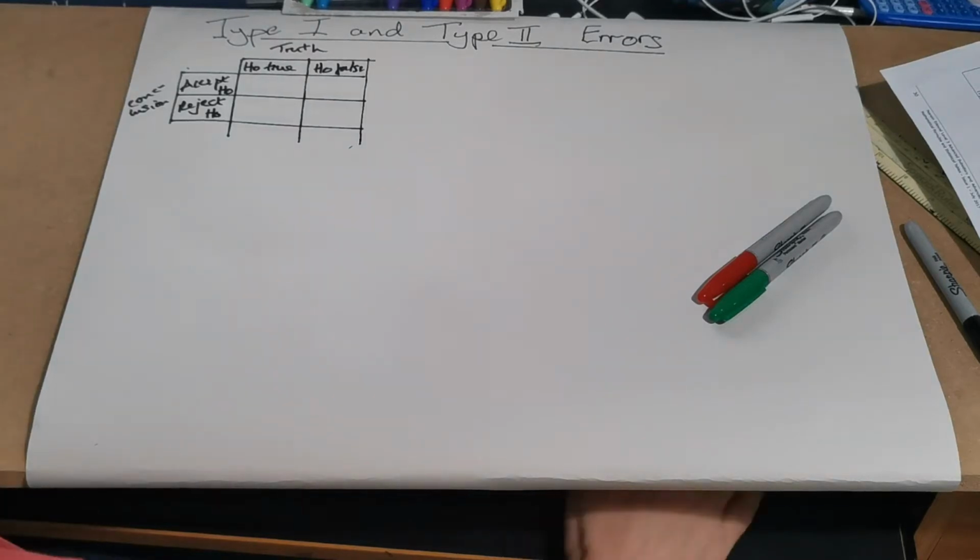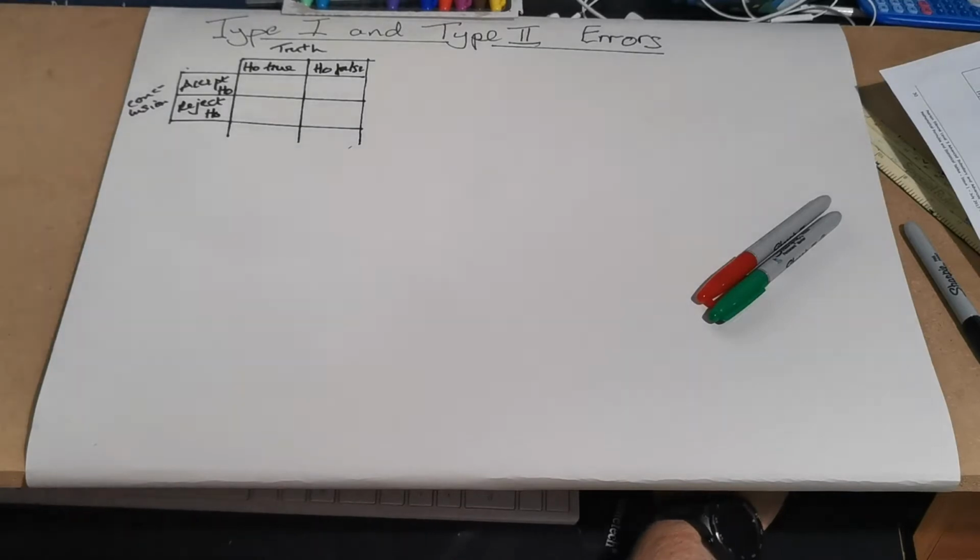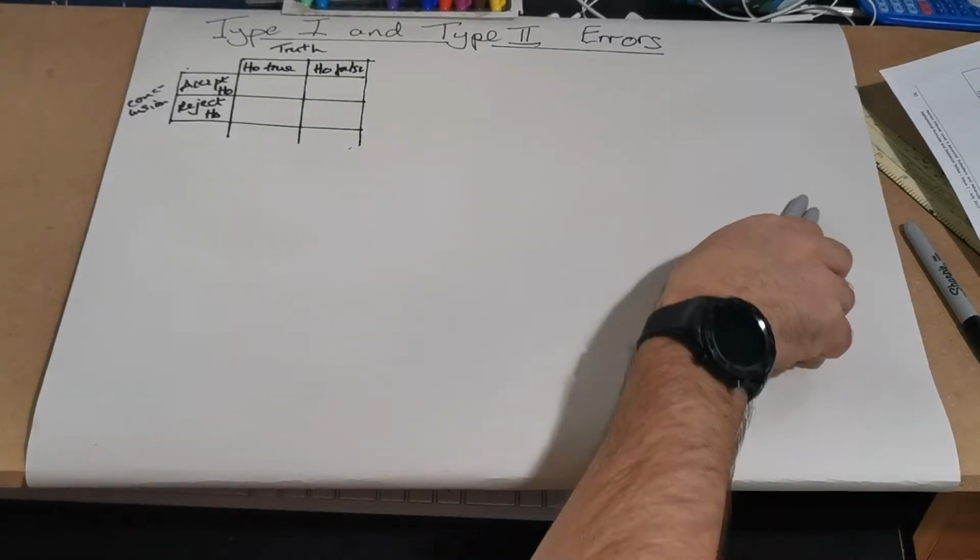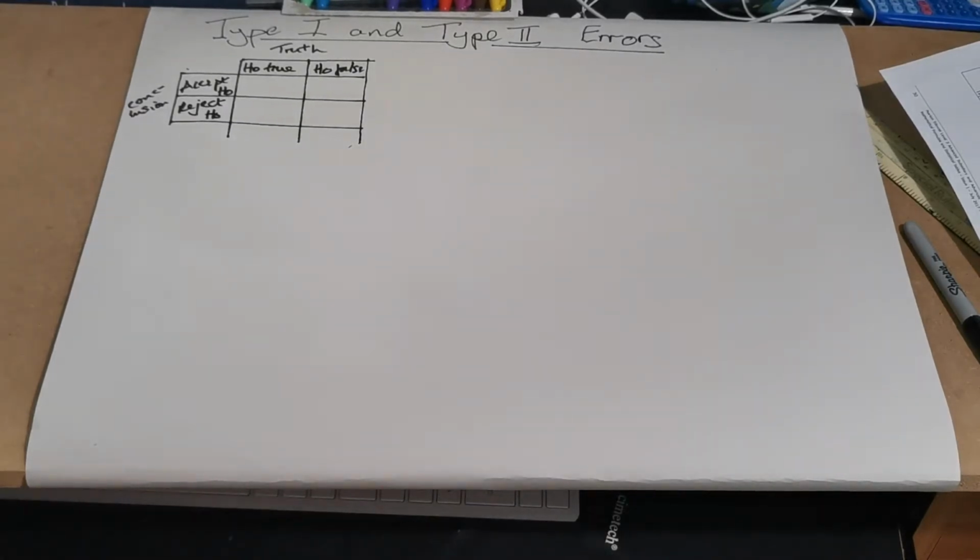Right, hi folks. We're back to the stats today, and I'd like to look at a couple of examples from the book and talk you through type 1 and type 2 errors.